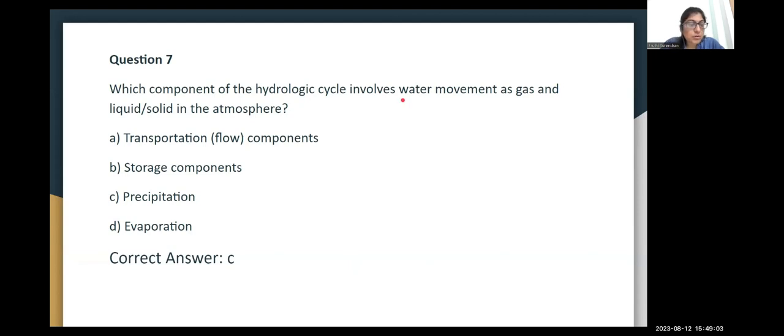Yeah, option A seems more right to me. Precipitation is the movement of water in the form of solid or liquid onto the surface, and movement of water in gas form can be evaporation. So I just feel option A is more appropriate here. Again, this is something that requires explanation. I'll try raising it in the forum. Meanwhile, you can also do the same and try to get a clarification on this.